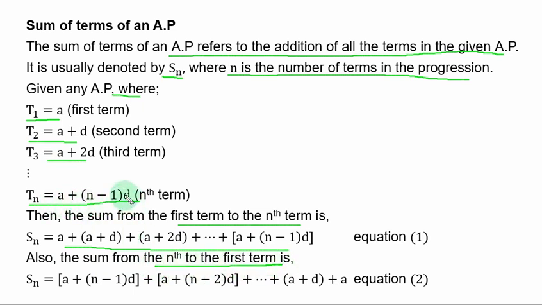Also, the sum from the nth term to the first term: if you start from the nth term to the first term, the nth term will come first. The next term will be a plus (n minus 2) times d, and so on. You call that equation 2. Next is to add both equations.